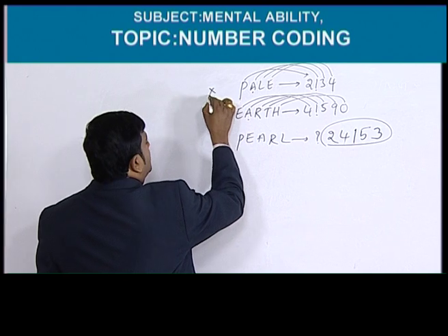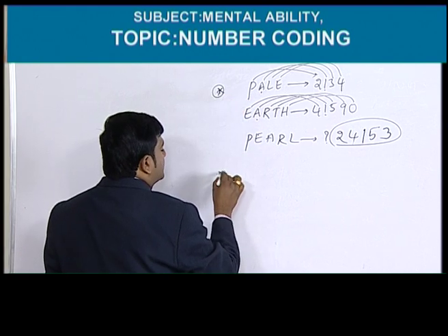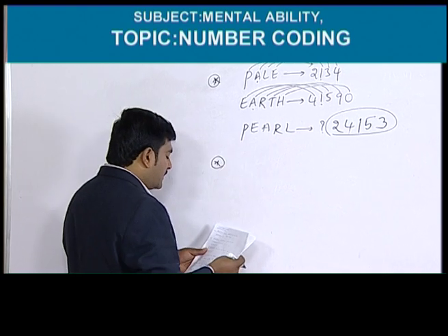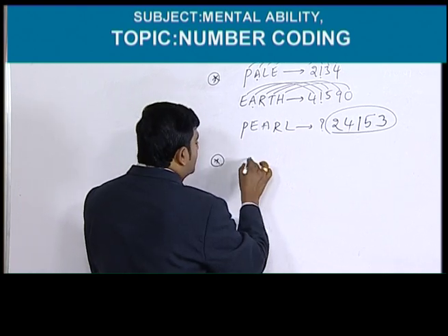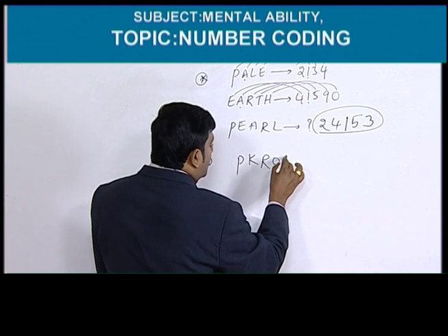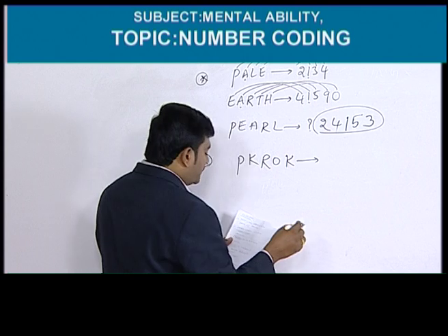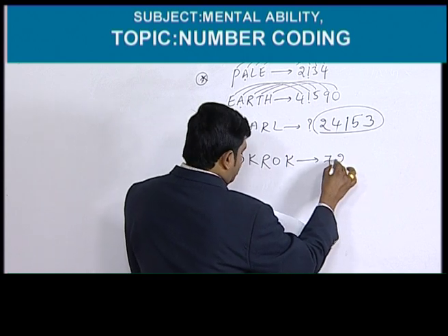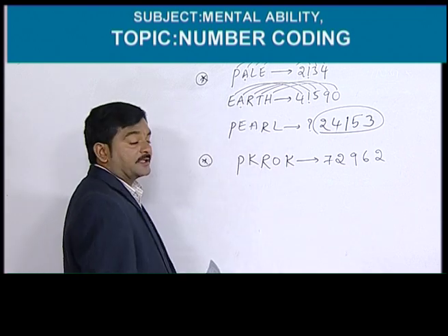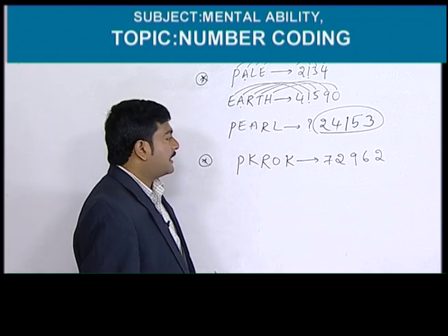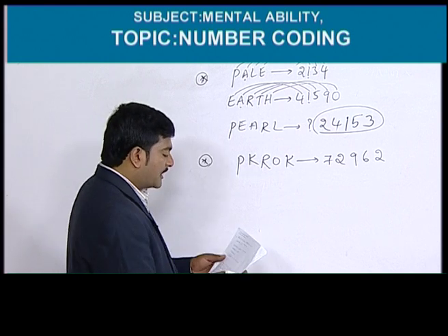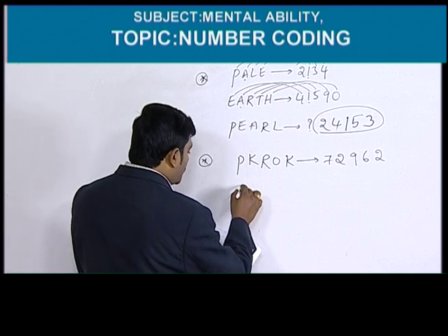Okay, now we'll take one more example. Now we'll take the second example in the number coding concept. For example, in a certain code language, PKROK can be written as 72962. I repeat, in a certain code language, PKROK is written as 72962. And one more word is also given.